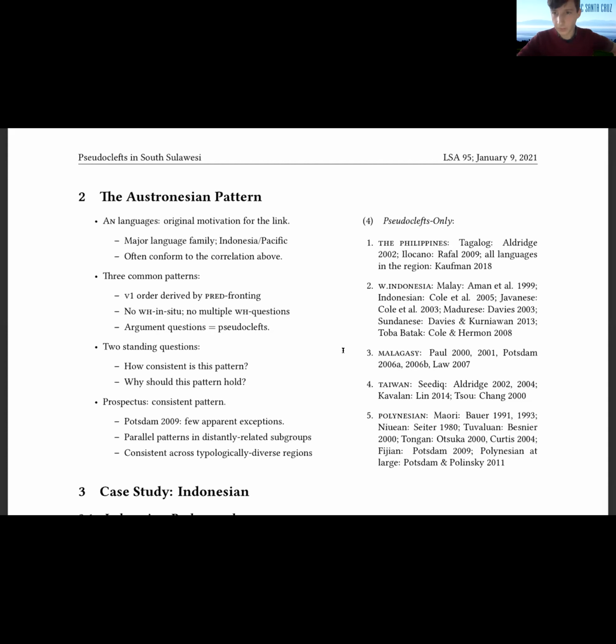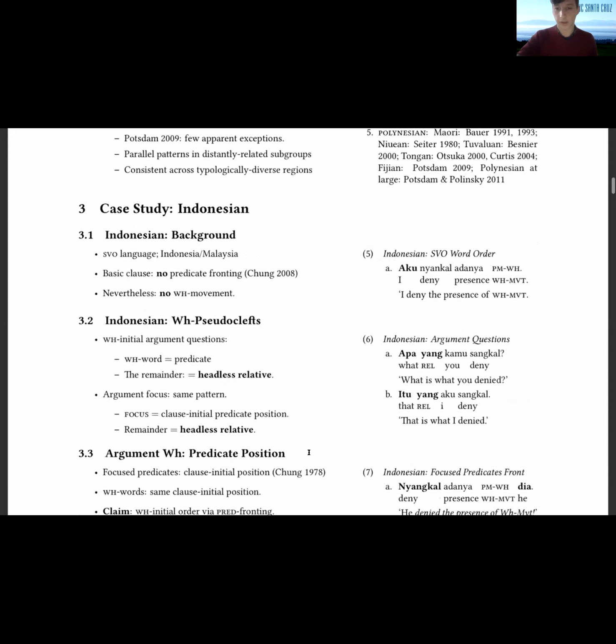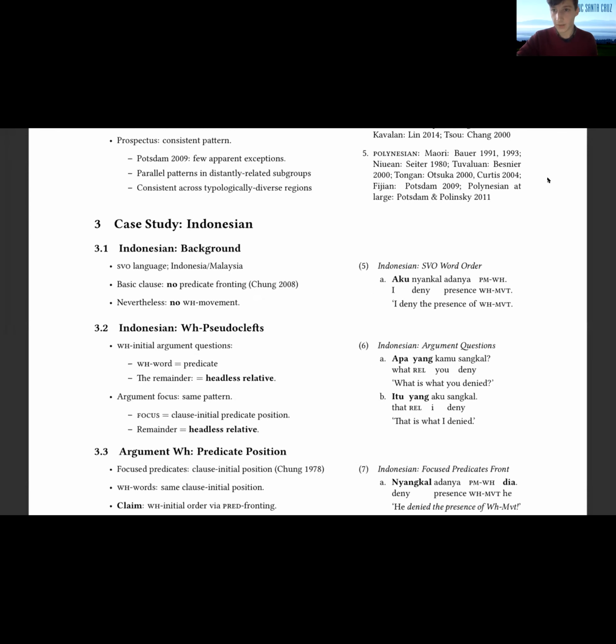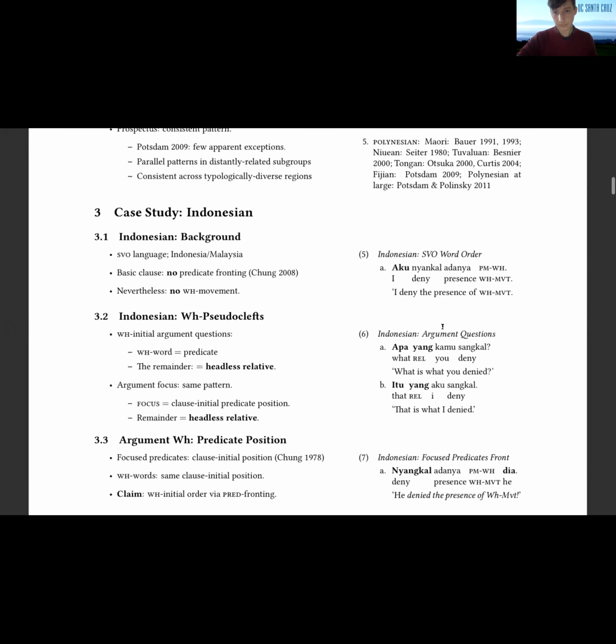This is a remarkably common pattern. It's been claimed to exist all over the Austronesian family, and has provided the empirical basis for the parametric link between predicate fronting and a ban on direct displacement and a requirement for WH pseudoclefts. So I'll illustrate this very briefly in Indonesian so we know what we're talking about. Indonesian is an SVO language. And nevertheless, if you want to form an argument question in this language, you need a pseudocleft.